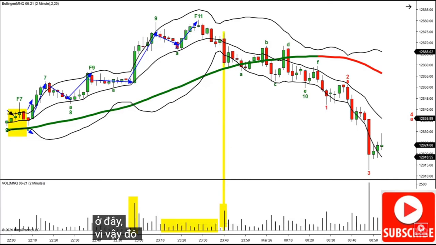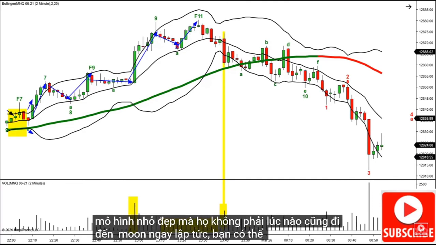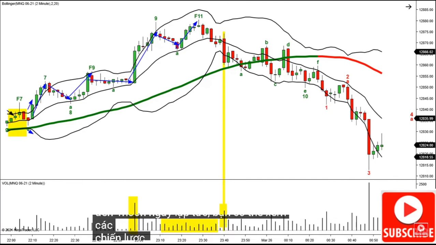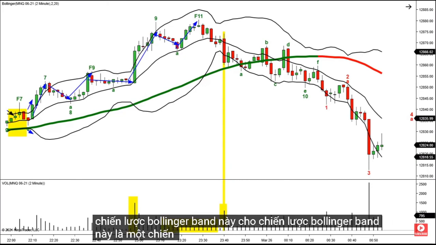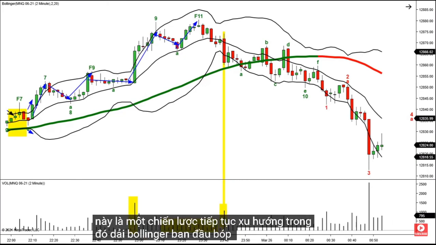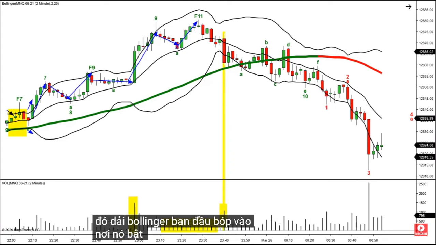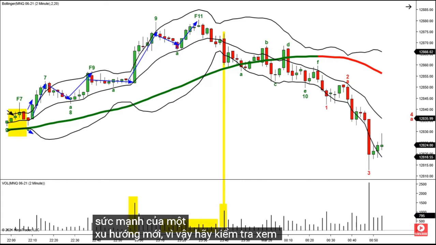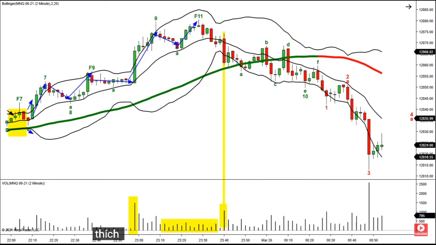All right, so that's it. Nice little pattern. They don't always have to go to the moon right away. You can look at this Bollinger Band strategy as a trend continuation one, where the initial Bollinger Band squeeze, where it pops out, is showing the strength of a new trend. So check it out. See how you like it. I like it a lot. Works very, very well for me.